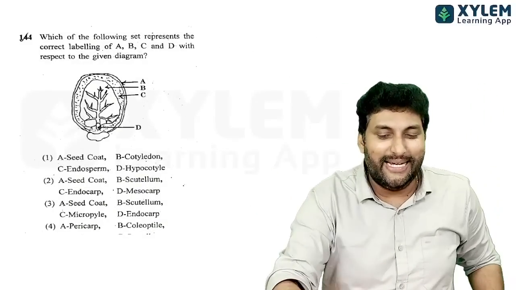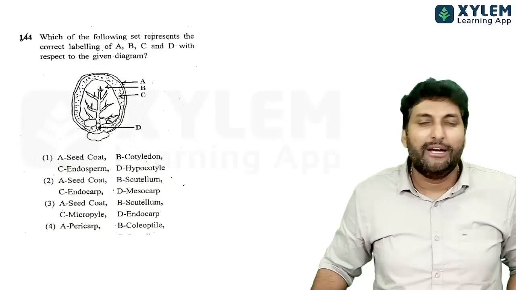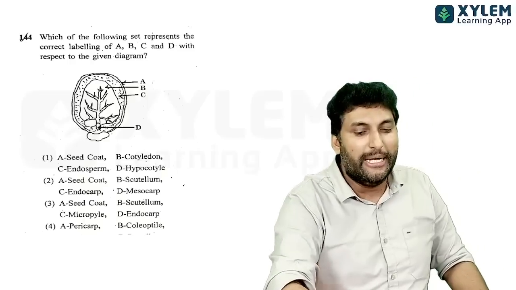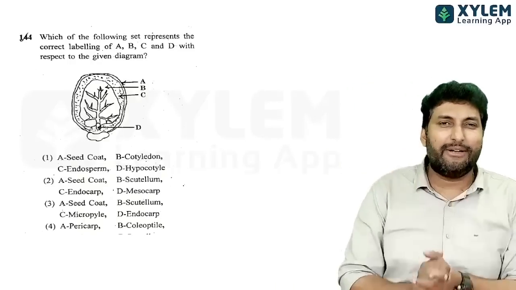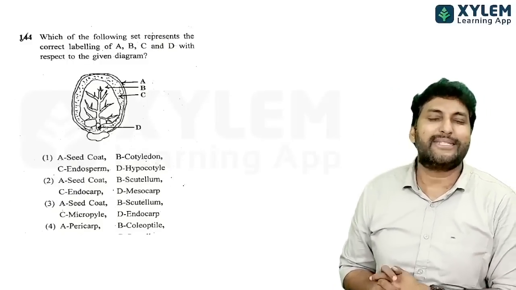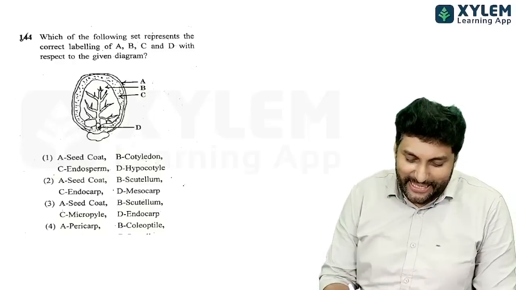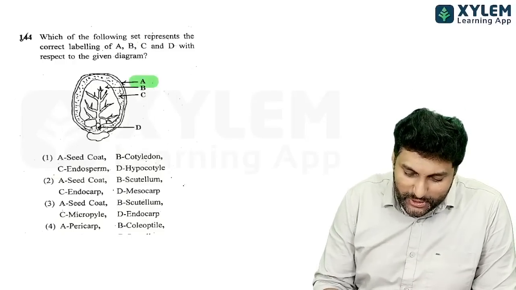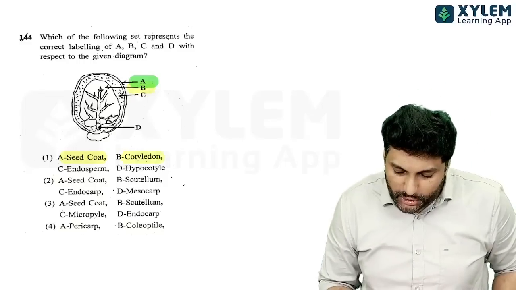You can see this diagram in your NCERT book from the chapter Sexual Reproduction, page number 37. Seed of castor. So you have to label it. You can see that A is actually seed coat. B is actually cotyledon.